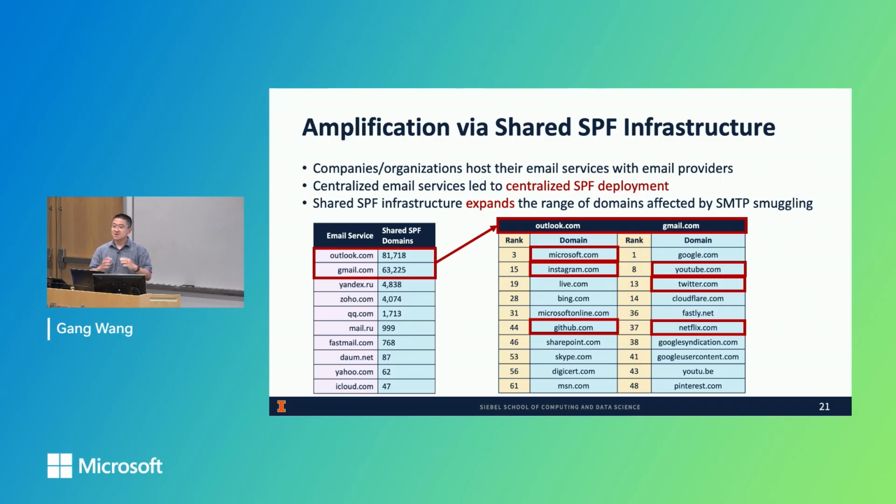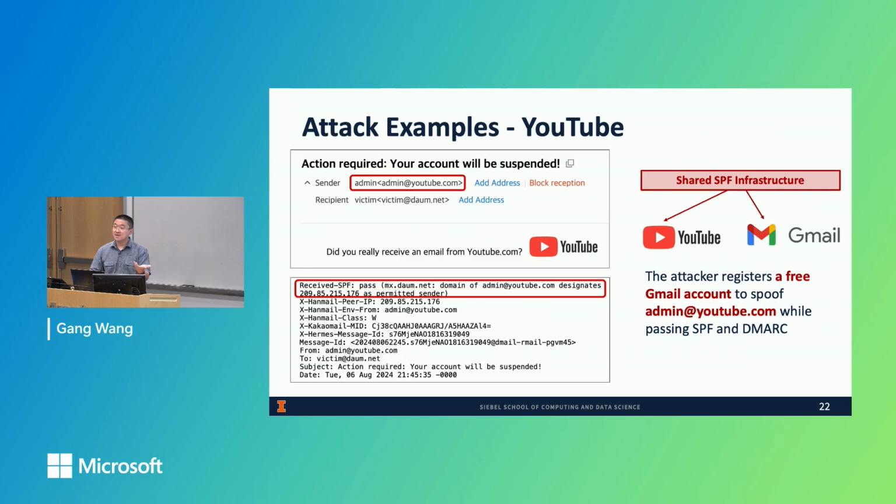as well. Because SPF record concentration is the real issue, where you host your email with Microsoft and you use Microsoft IP addresses to send an email on your behalf. Your record has to be linked so that your email will be delivered. That itself amplifies the smuggling risk of this kind. So here's another example: you can spoof a YouTube administrator with the free Gmail accounts. You can do a lot of those combinations.